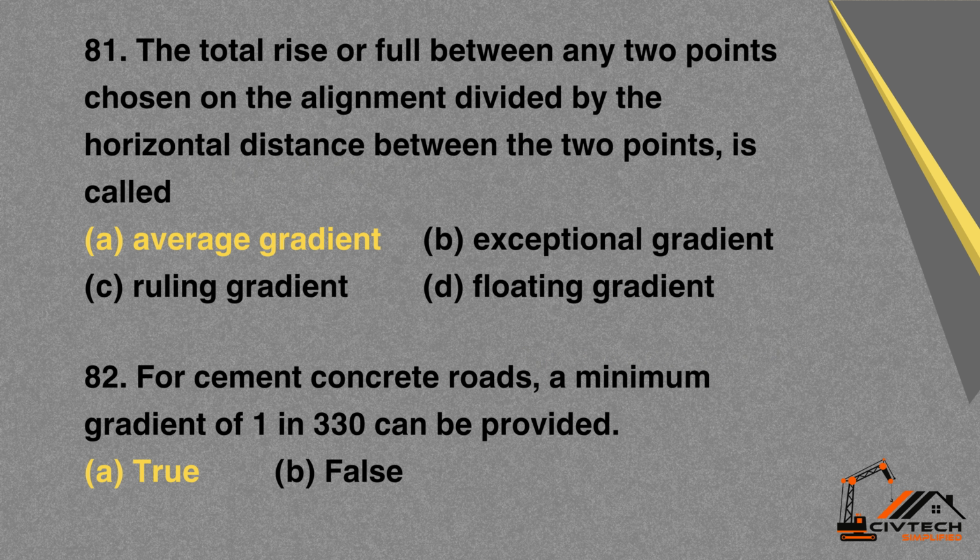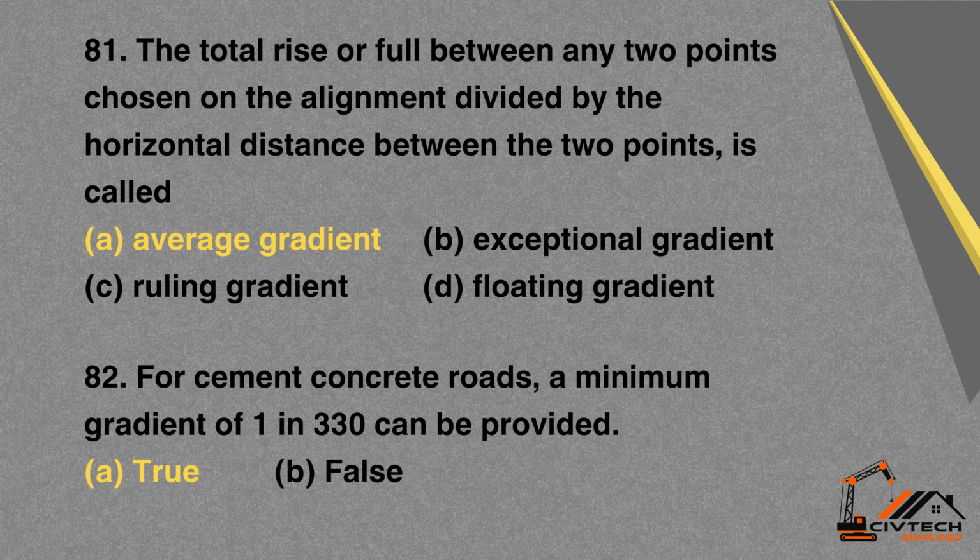81. The total rise or fall between any 2 points chosen on the alignment divided by the horizontal distance between the 2 points is called A. Average gradient, B. Exceptional gradient, C. Ruling gradient, D. Floating gradient. Correct option, A. Average gradient.